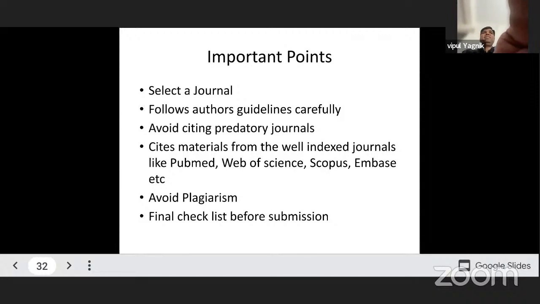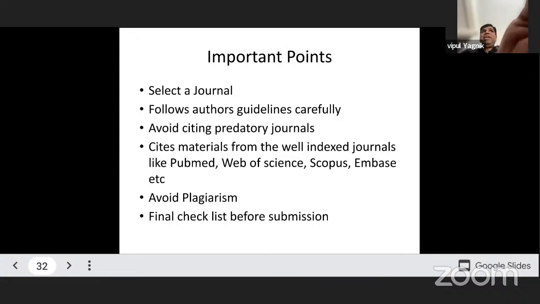If you want to find out whether a journal is predatory or not, there is Beall's list available on the website. Beall is a librarian who made a list of journals which are predatory. They do not follow a proper peer review system. Just submit the article, and they will accept it within 2-3 days and publish within 2-3 days. And they charge as well. So their model is to generate revenue. So avoid citing predatory journals. Cite material from well-indexed journals like PubMed, Web of Science, Scopus, etc.